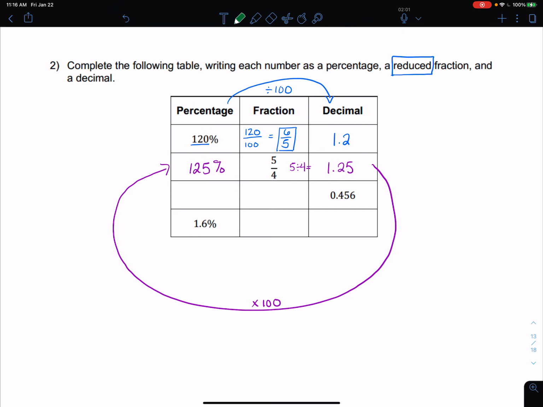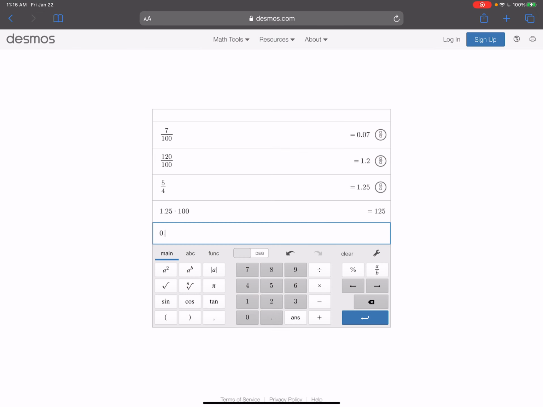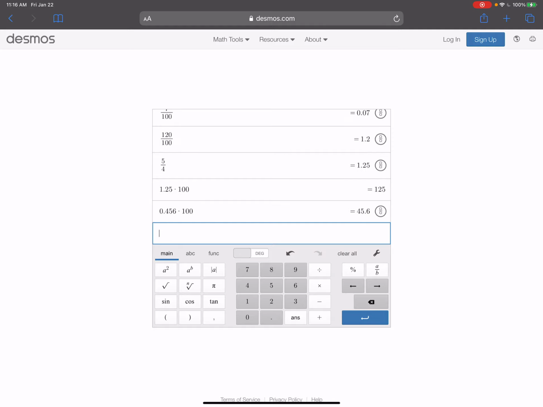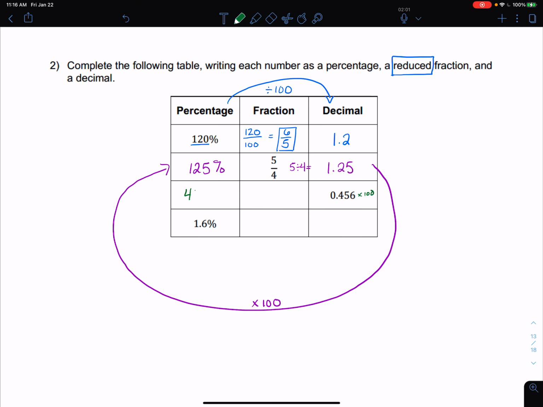If we look at this next one, our decimal is 0.456. So we know to go from that decimal to the percentage, we can multiply by 100. So if I take that 0.456 and multiply by 100, it gives us 45.6. So we have 45.6%.